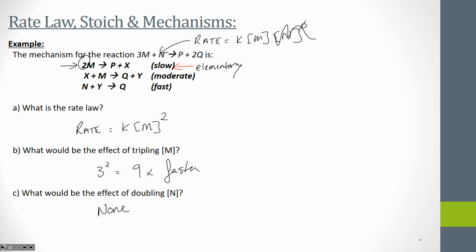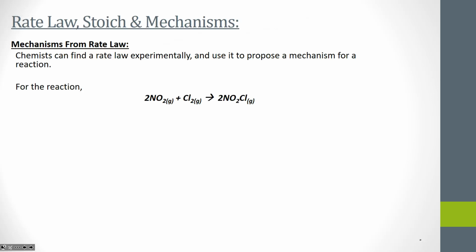Now, I'm not going to ask you to do this, but to understand why mechanisms and rate laws are important: the rate law actually gives us a clue into what the mechanism of a reaction may be. I'll give you an example. We can find the rate law by doing experiments, just like we did with the initial rates method, trial 1, trial 2, and so on. So let's say we have this reaction. We want to figure out what the mechanism might be.